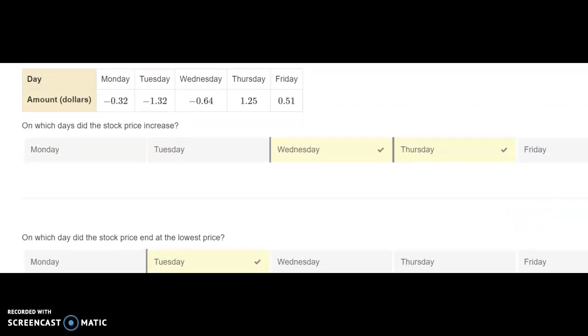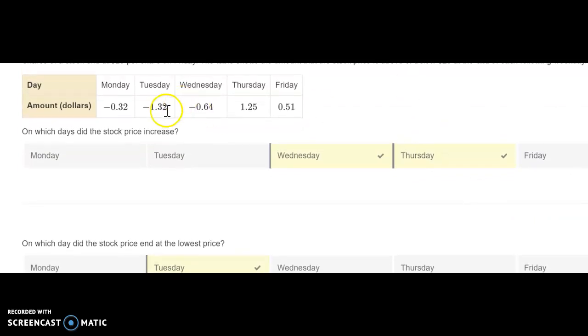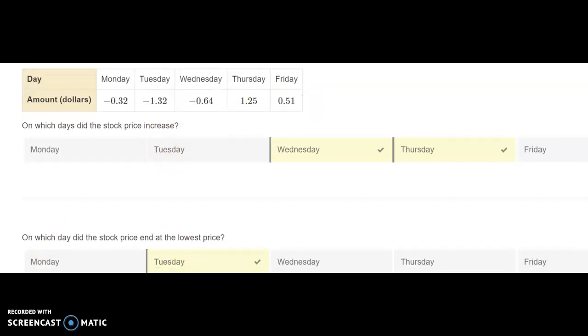On which day did the stock price end at its lowest? Well, -1.32 is the smallest out of all of these, so it would have been on Tuesday. And I look at our time, and we are at 12 minutes and 38 seconds, and you are done.